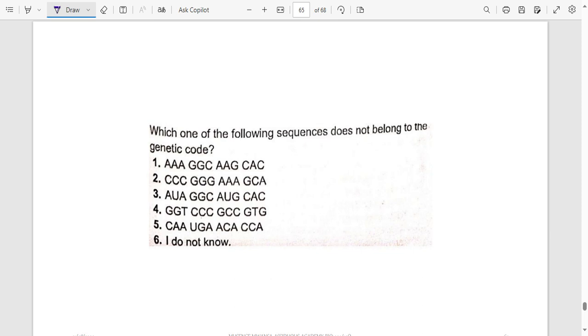Which of the following sequences does not belong to the genetic code? Let's start with one. AAA GGC AAG. Does that belong to the genetic code? Okay, pick one. Which one doesn't belong to the genetic code here? Without looking at the genetic code, there is no need. Regina, what do you think? Why do you think so?